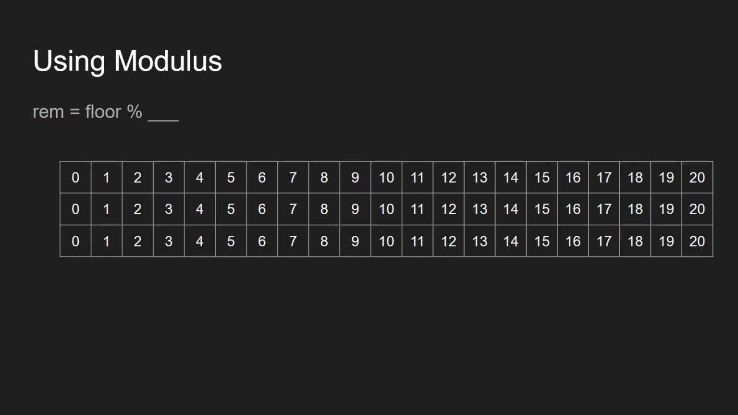To do this, we need to make rem equal floor modulus some number. That number must produce the remainders 0 through 20. So that the remainder in each of the buildings will go 0, 1, 2, 3, all the way up to 20. And then it will revert back to 0, go to 20, and then revert back again to go to 20 one last time. Before we move on to part 3, I'm going to pause one last time and allow you an opportunity to complete part 2.